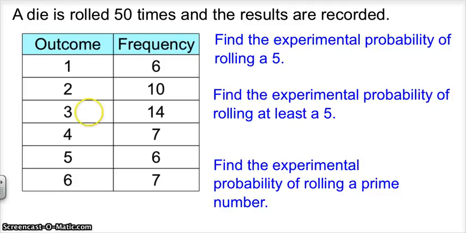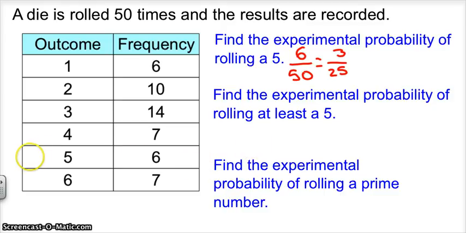So with that frequency table, here it is. We have a die is rolled 50 times and the results are right here. Frequency is the amount of times it happened. So let's find the experimental probability of rolling a 5. Our outcome we wanted was a 5 and it happened 6 times. So the experimental probability is 6 over how many times did it happen? 50. And then let's simplify this. We can take a 2 out of the top, 2 out of the bottom to get 3/25.